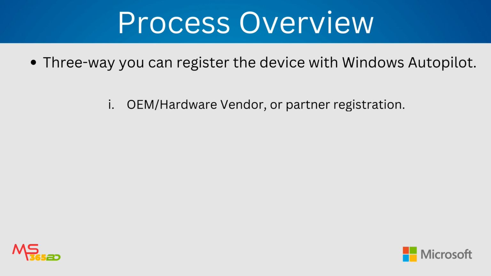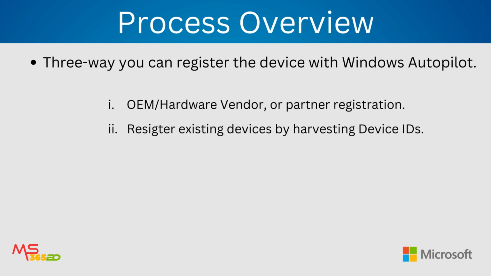1. OEM, hardware vendor, or partner registration. 2. Register existing devices by harvesting device IDs. And 3. Self-deploy. Let's see the diagram one by one.